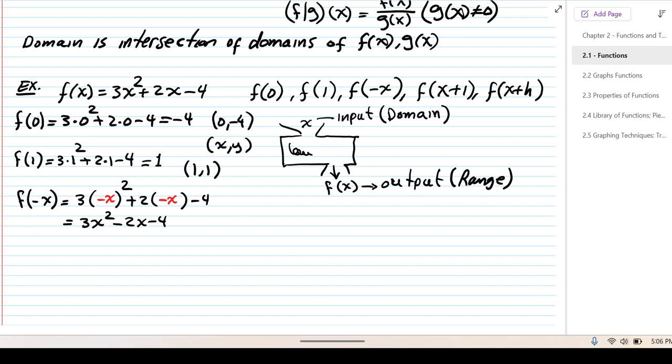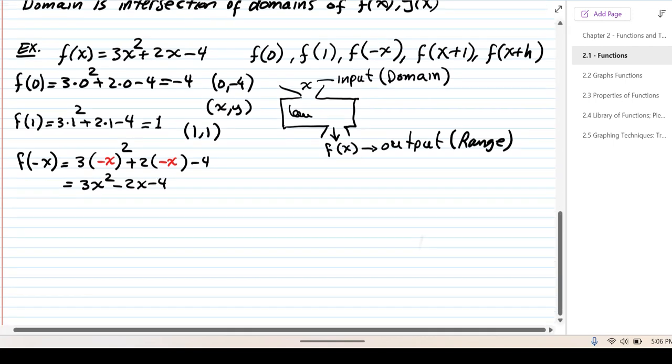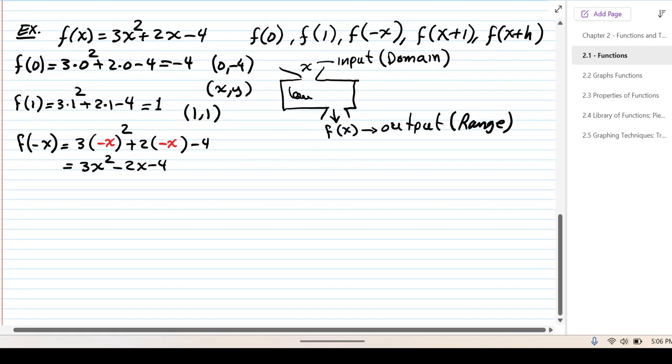And that's going to be the new expression. And notice this expression is almost like what we started with, with the exception of negative 2x here, positive 2x there. So these are two different functions. Just because they have a lot of common parts doesn't mean they're the same. So those are two different functions. We did f at negative x.